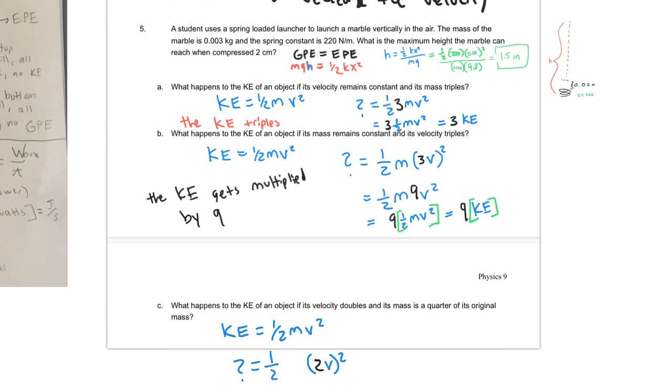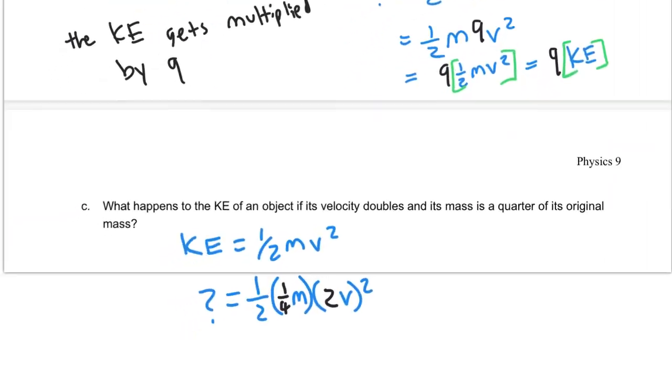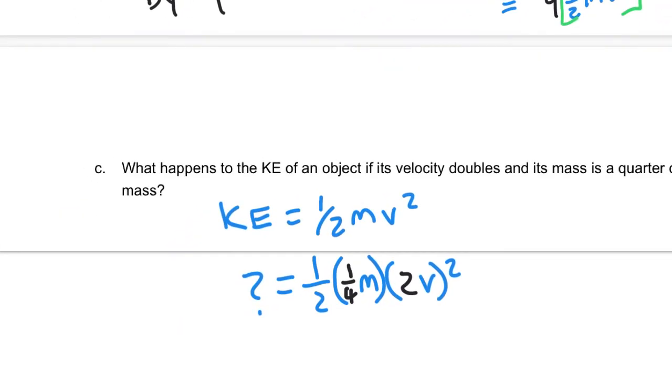We still have the 1/2. The mass is a quarter of its original mass. So the mass is 1/4 of what it used to be. So I'm actually going to write 1/4 times the mass, because if the mass is a quarter of what it used to be, that's the same as multiplying the original mass by 1/4. Okay. And then we're going to have to work that out, right?